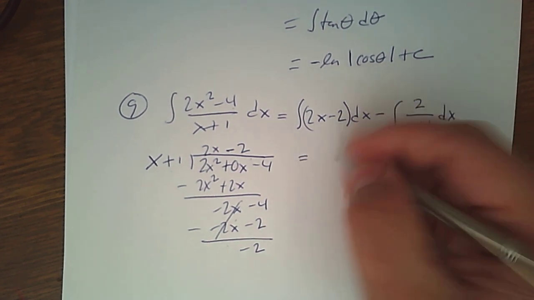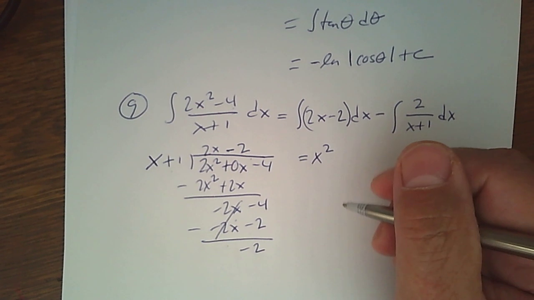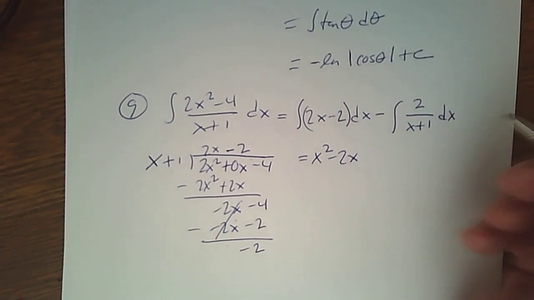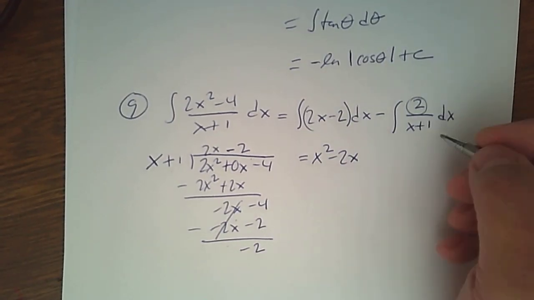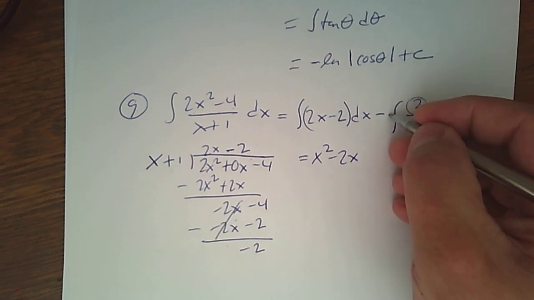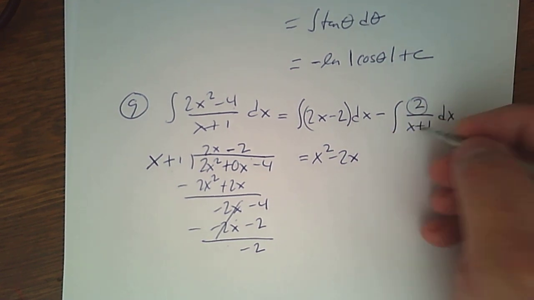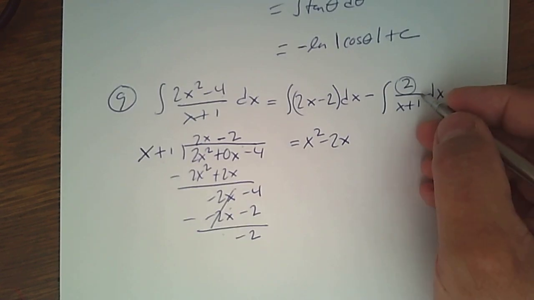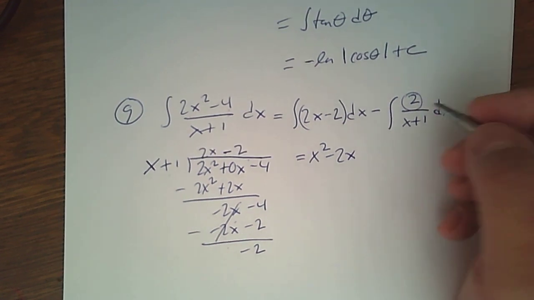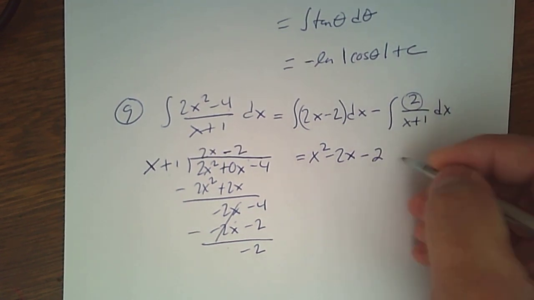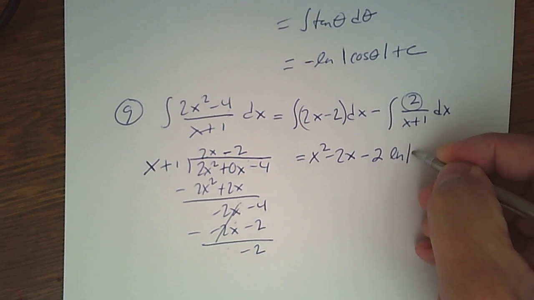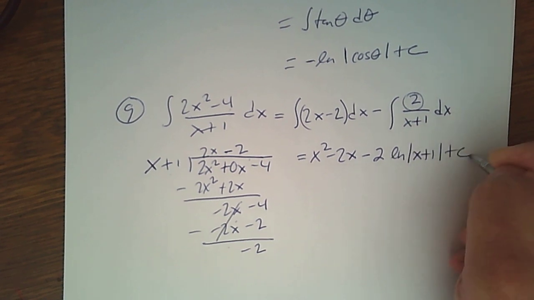So first, the antiderivative of 2x is x squared, and negative 2 is just negative 2x. And then the 2, well, it doesn't quite match yet, but we can put the 2 in front, or you could say the derivative of the base is 1. What was it before? What did it become? What you end up with is a 2 in front, and then ln of x plus 1 plus C.